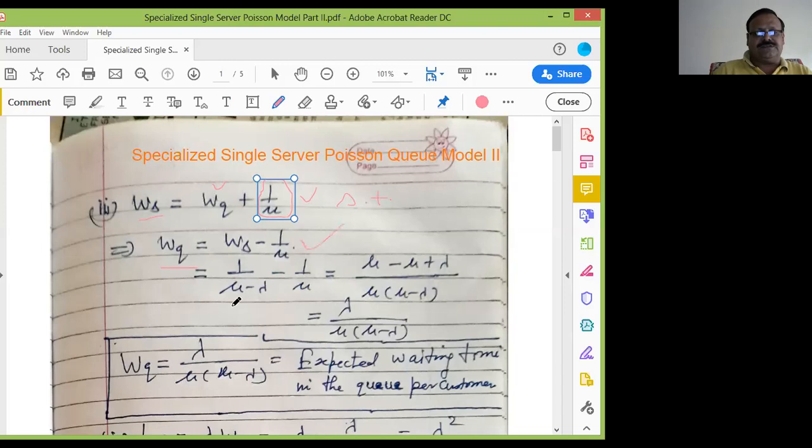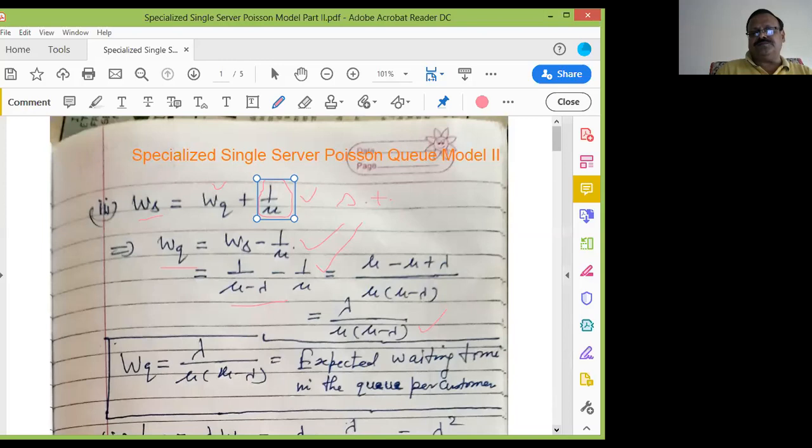And then this is 1 upon mu minus lambda Ws. We have already computed this value. And this is 1 upon mu, the service time of an individual. When we simplify it, this comes out to lambda upon mu minus lambda. So Wq is equal to lambda upon mu minus lambda. And this is known as the expected waiting time in the queue per customer.